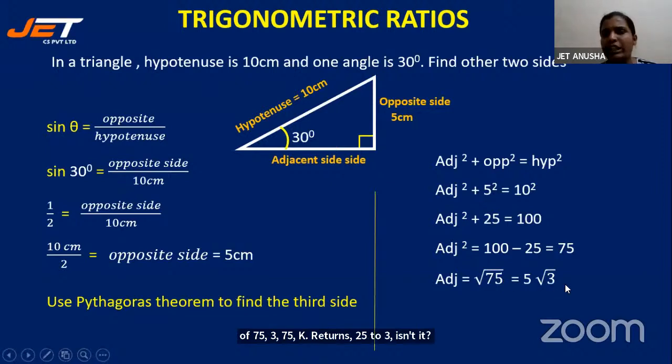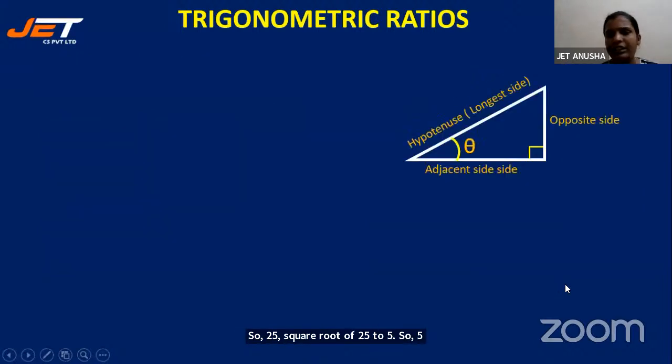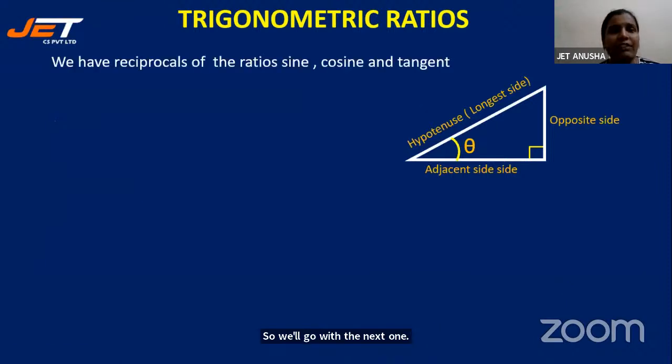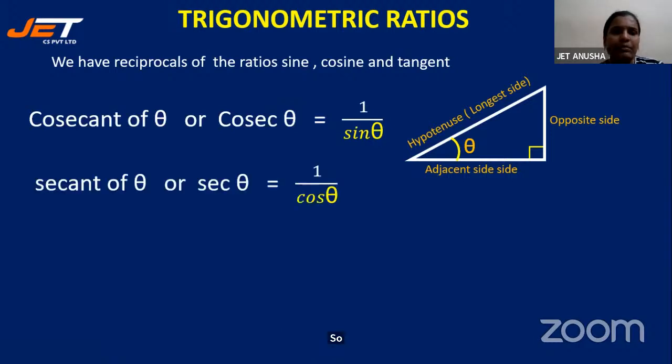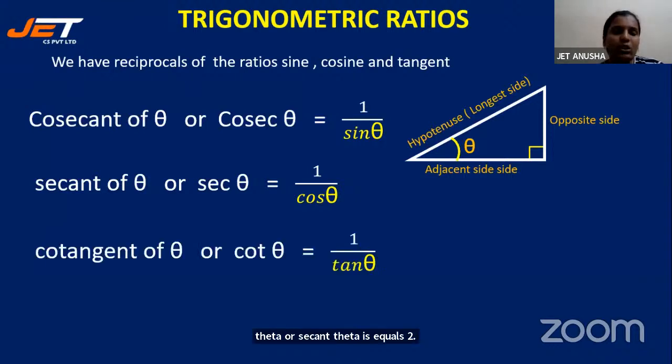So 5√3 centimeters, right? So we'll go with the next one. Here we have reciprocals of the ratios sine, cosine and tangent. So let's see what are the reciprocals. So cosecant of theta or cosecant theta is equals to 1 by sine theta. Secant of theta or secant theta is equals to 1 by cos theta. Cotangent of theta or cot theta is equals to 1 by tan theta.